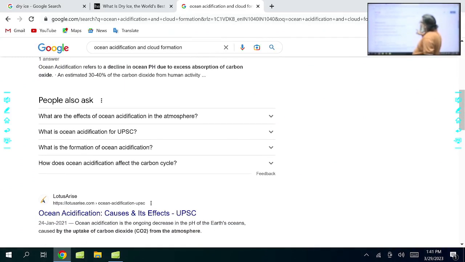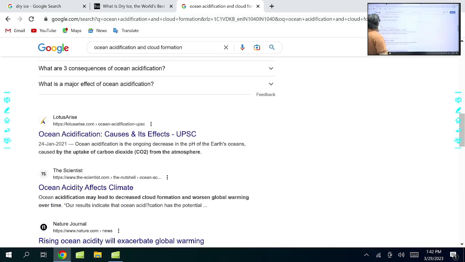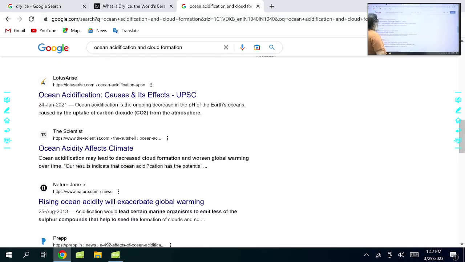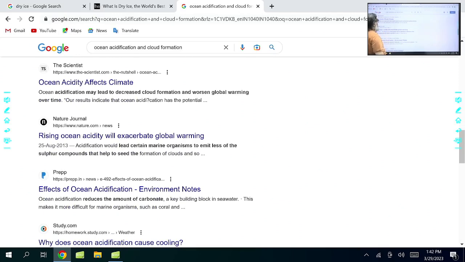Again, see, what are the effects of ocean acidification in the atmosphere? Ocean acidification is expected to have negative overall effects on many marine species. This could alter marine food chains and food supply to humans. Acidification could also decrease storm protection from reefs, tourism opportunities and other benefits that are difficult to value. You'll find a lot of articles there. See here: ocean acidification causes, effects. Ocean acidity affects climate. Can you see this?